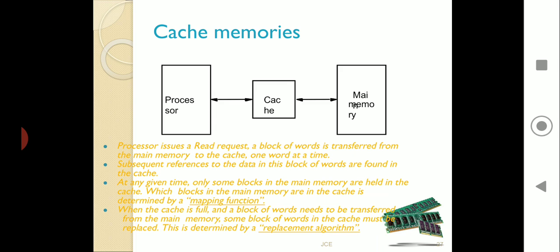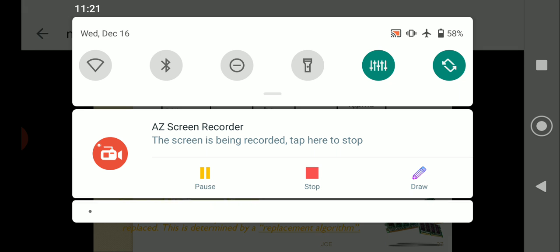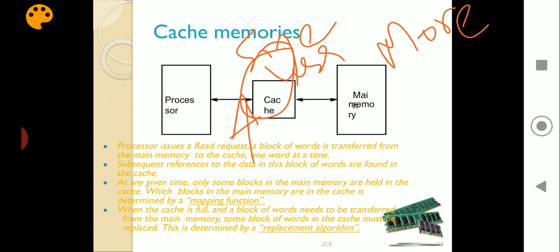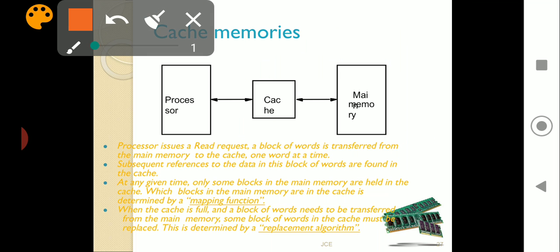In this figure, you can have a look at how cache memories are connected. First you have a processor, then a cache which is usually a small size, then a memory which is usually a large size. But coming to speed, the cache, even though its size is less, has high speed. The main memory has more size, but its speed is less. This is the major difference between your main memory and the cache memory.